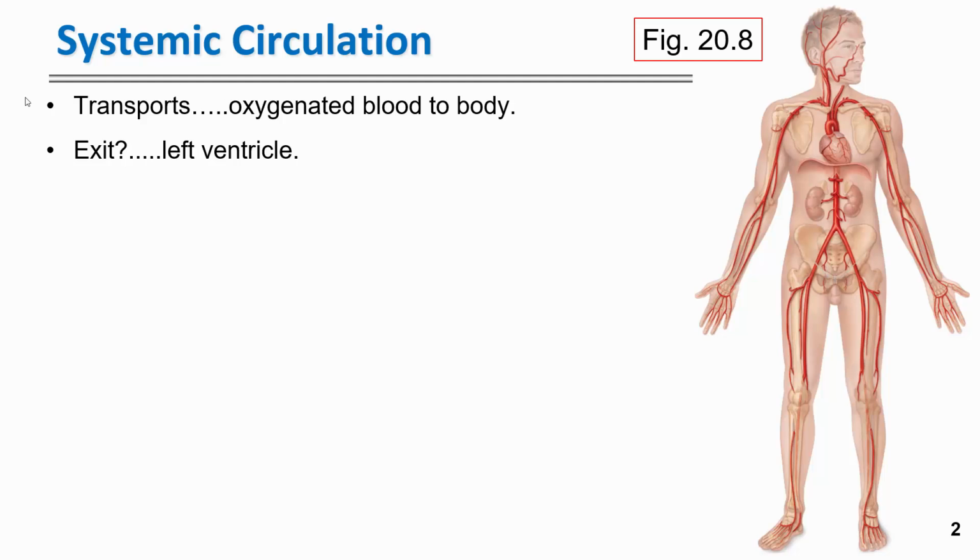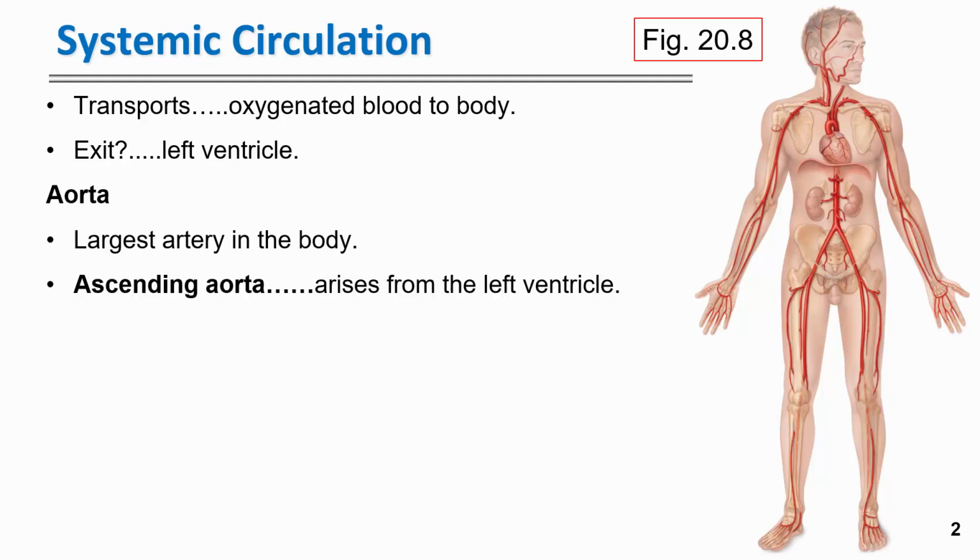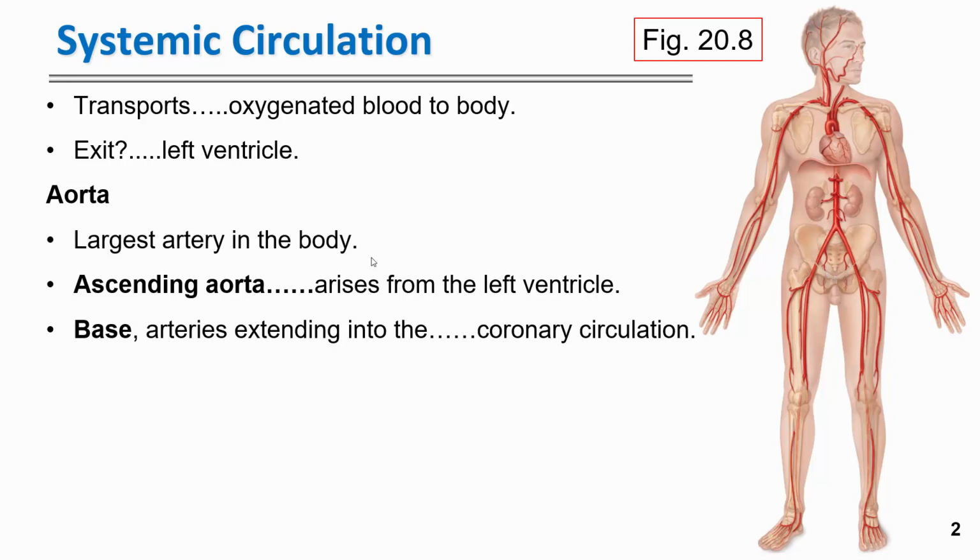So when we talk about the oxygenated blood to the body through the systemic circulation, this blood is carried by arteries. And so the exit out of the heart comes from the left ventricle, and the aorta can be considered the largest artery in the body, and the aorta is the extension of the left ventricle transporting that oxygenated blood. The ascending aorta is the term for this particular organ specifically that arises from the left ventricle.